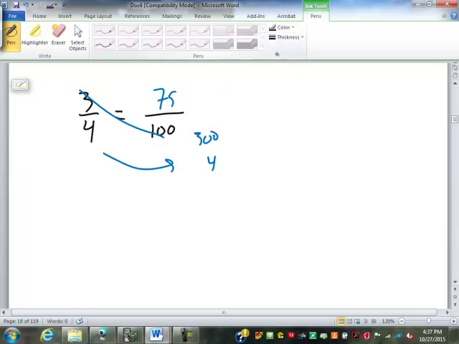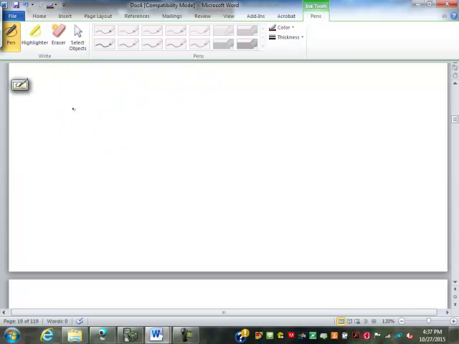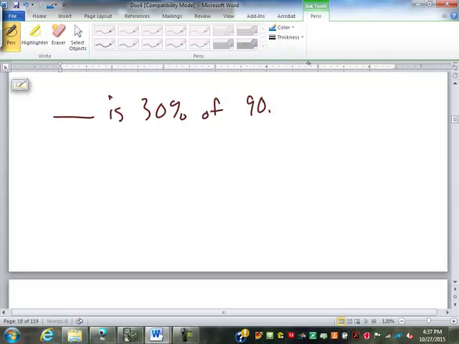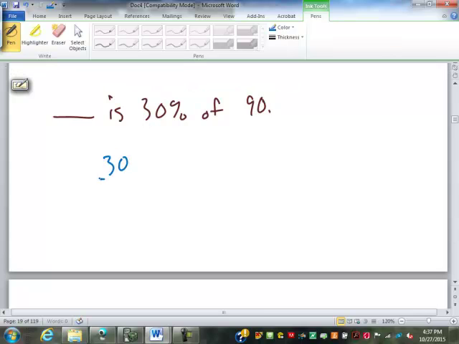Well, every percent problem can be put into a proportion like this. The percent is out of 100, and then there are other numbers that match up with them. So we might have something like blank is 30% of 90. So when we look at this, I always start with the percent. So we have 30%, and that is going to be 30 out of 100.